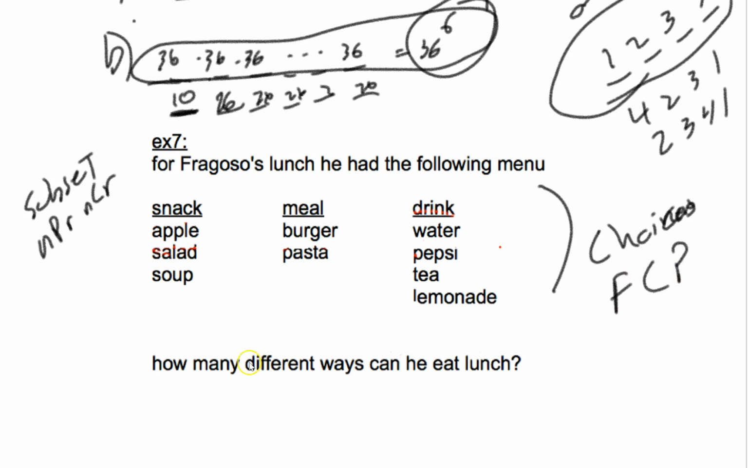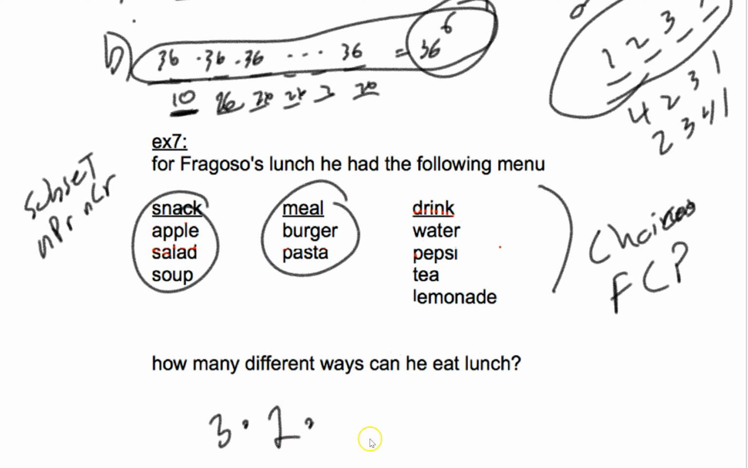I'm just going to multiply my choices, right? For a snack, I have 3 options. For my meal, I have 2 main options. And for my drink, I have 4 options. I get 2 times 3 is 6. 6 times 4 is 24 different ways I can choose my meal. By the way, if I was choosing my meal, probably a little salad, then a burger, and let's go with some lemonade.